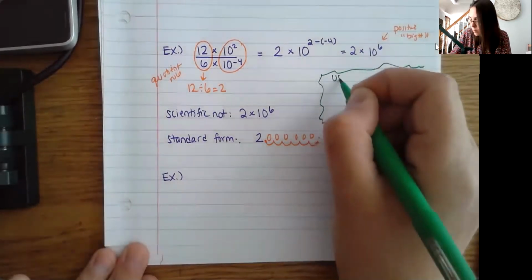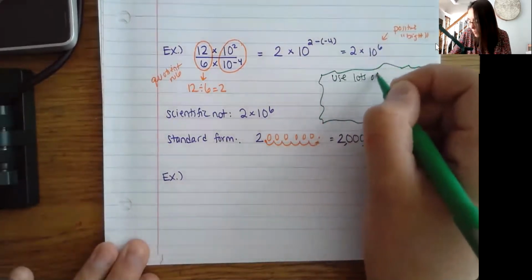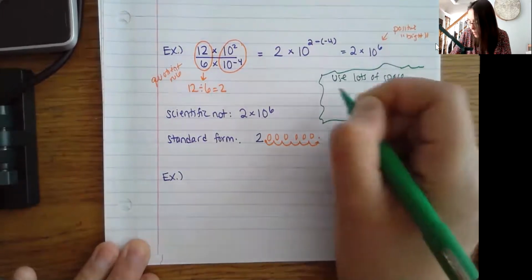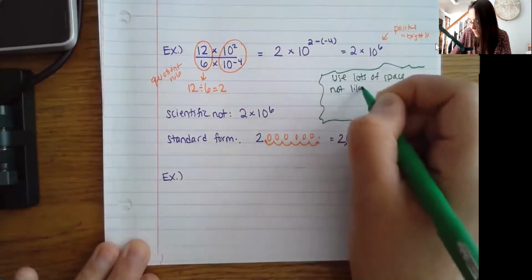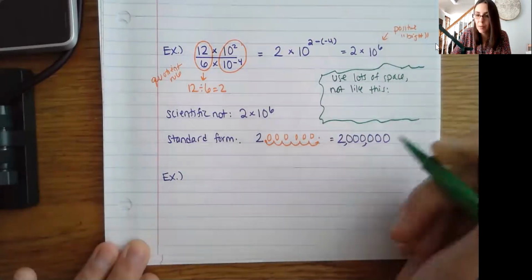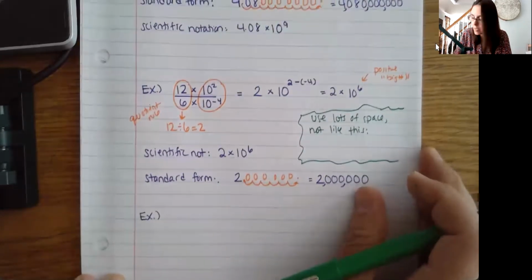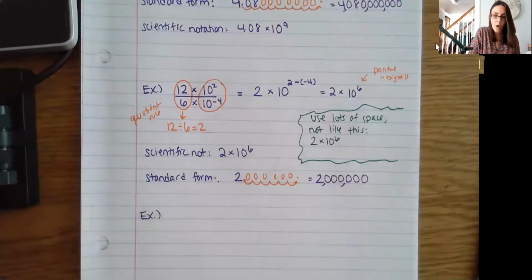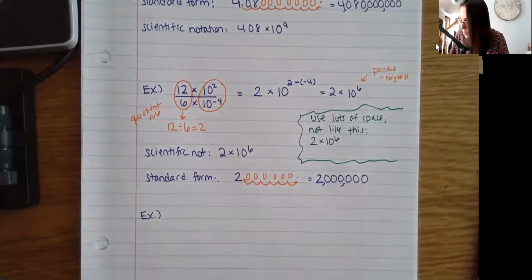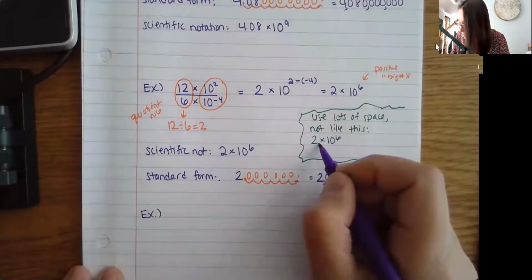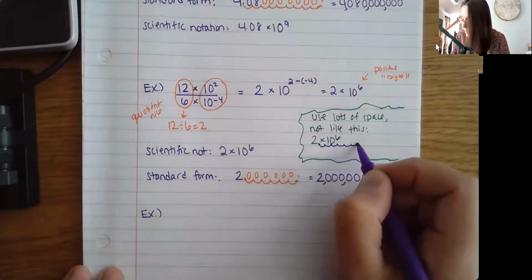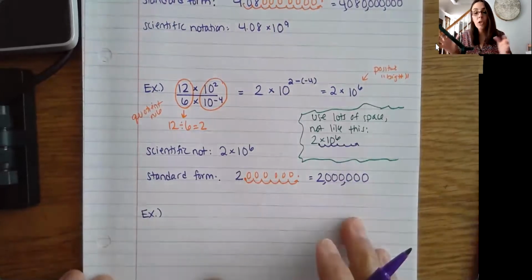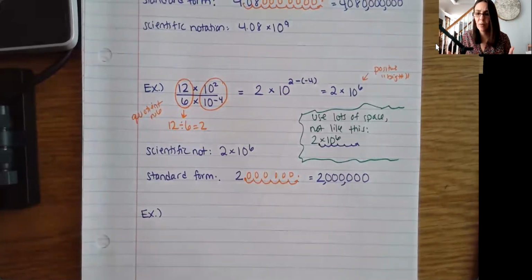So use lots of space, not like this. A lot of times what students will do is they'll take that value 2 times 10 to the 6th, and then they're like, oh, I'm just going to move my decimal right here. So they're going to put the decimal here, and then go 1, 2, 3, 4, 5, 6, like this. And you can do it that way, but it's really hard to see what you're doing, right?